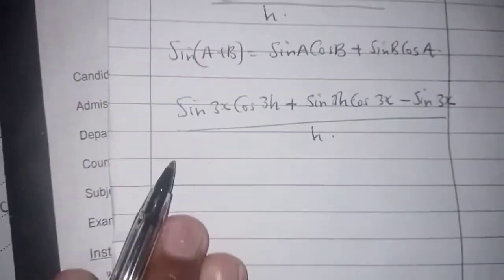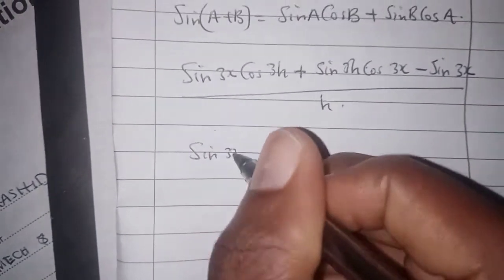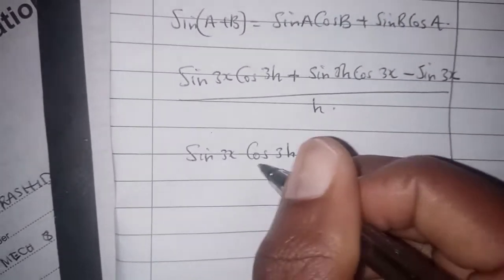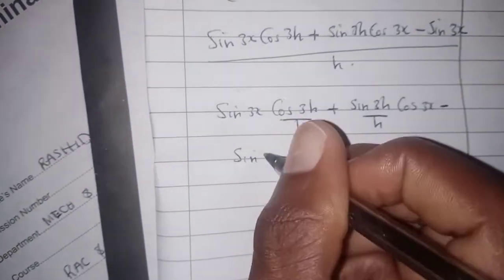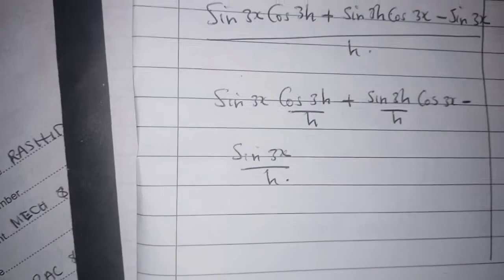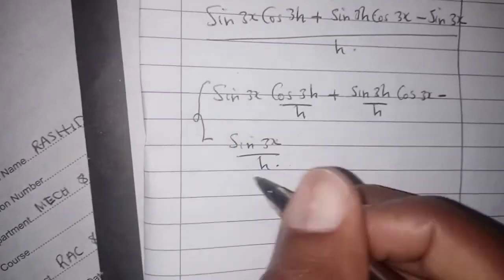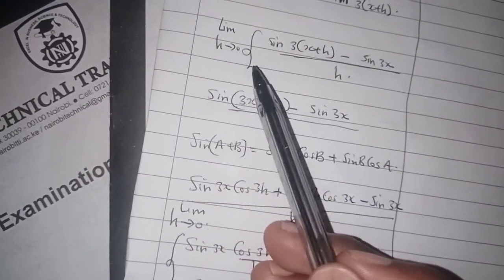Therefore, it is correct mathematically if you write this function as sine of 3x cos 3h over h plus sine of 3h over h cos of 3x minus sine of 3x all over h. Now, what should we now do? The limit of this function as h approaches 0. Remember, we had our limit here, where h is approaching 0.